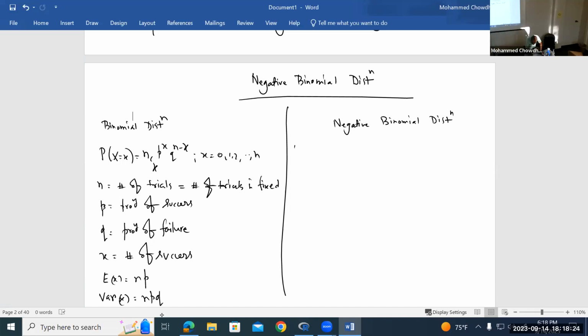So the negative binomial distribution: P of X equals x is x plus r minus 1 choose r minus 1, p to the power r, q to the power x, where x takes values 0, 1, 2 up to infinity. Any question? No question, right? You have a question? Looks like you have a question.